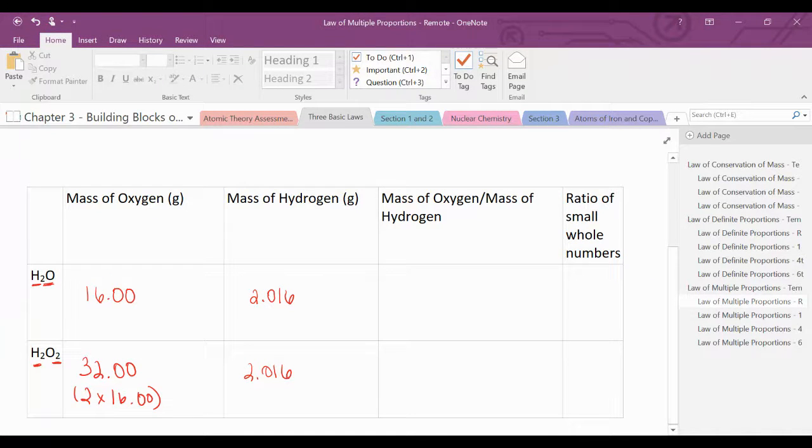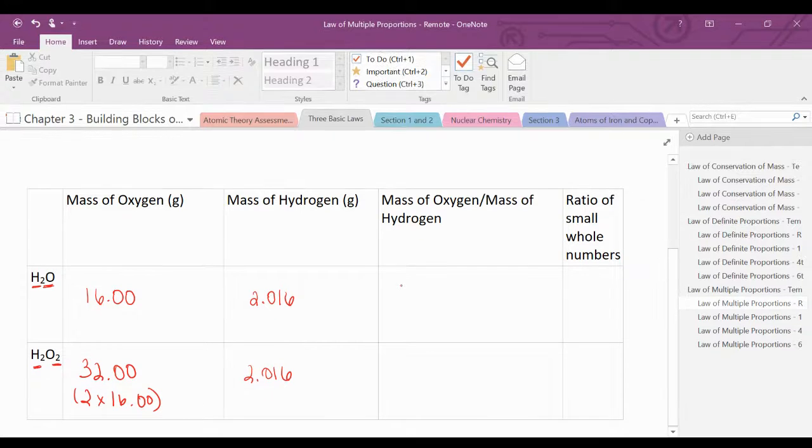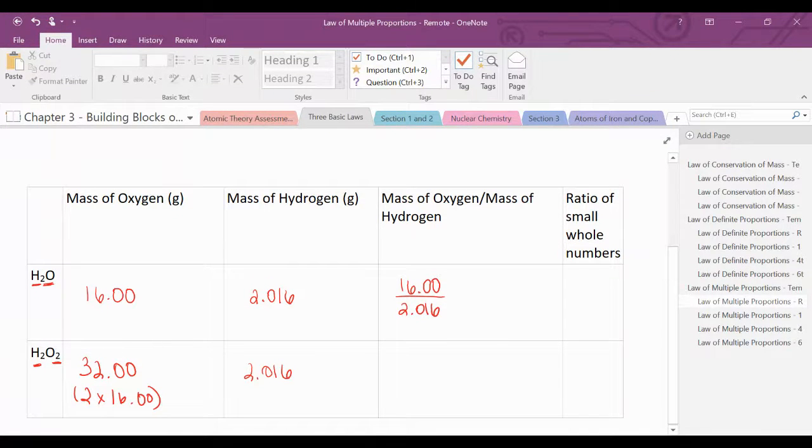All right, so now we're going to make a ratio. In the ratio, the mass of oxygen is going to go on the top, and the mass of hydrogen is going to go on the bottom. So this is 16 to 2.016. And I want to reduce this down. So I'm actually going to take 16 divided by that 2.016. And so this tells me that there are 7.943 grams of oxygen for every 1 gram of hydrogen. Because again, any number divided by 1 is still itself. So I didn't change the numerical value that was displayed on your calculator.